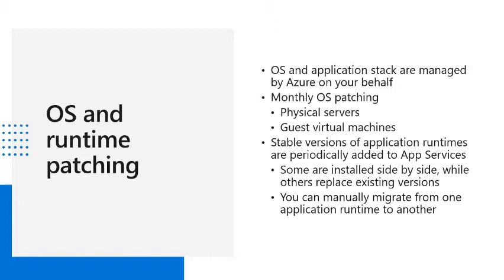New stable versions of supported language runtimes, major and minor patches, are periodically added to App Service instances. Some updates override the existing installation, while others are installed side by side with existing versions. An override installation means that your app automatically runs on the updated runtime. A side-by-side installation means you must manually migrate your app to take advantage of the new runtime. So there exist automatic updates and manual updates.